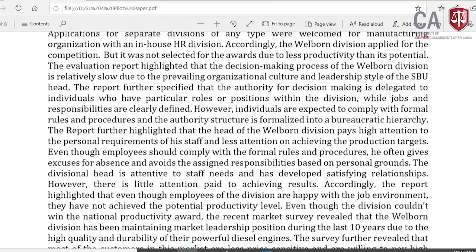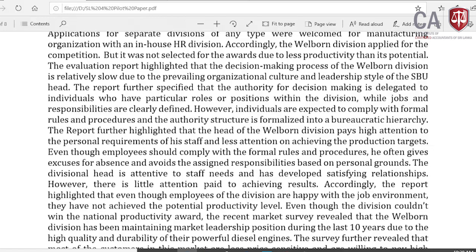Now, our individuals are expected to comply with formal rules and procedures. They have very strict rule-based culture. You can't violate the formal rules available, rules and procedures. And the authority structure is formalized in a bureaucratic hierarchy. You know what is bureaucratic? Bureaucratic is a structure which carries out activities according to rules and regulations. They are not going to violate rules and regulations, similar to most of the government organizations.